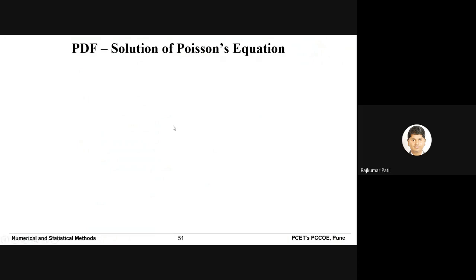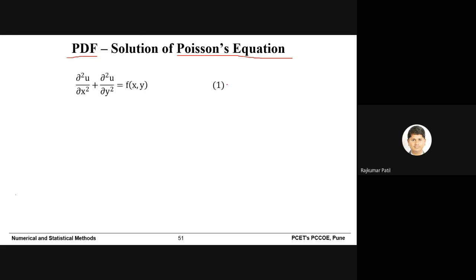In the previous two sessions, we discussed how we can use numerical methods to solve partial differential equations, especially restricting our study to second order partial differential equations. And we solved some of the problems related to Laplace equations. So in this particular session, we will see how we can get the solution of Poisson's equation.